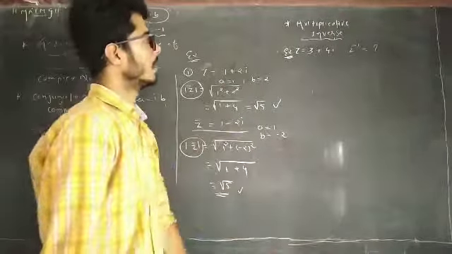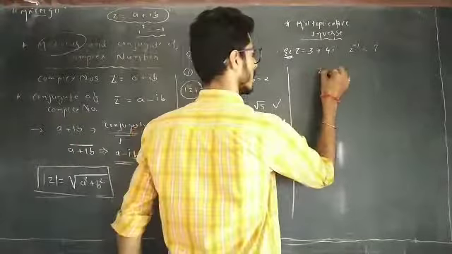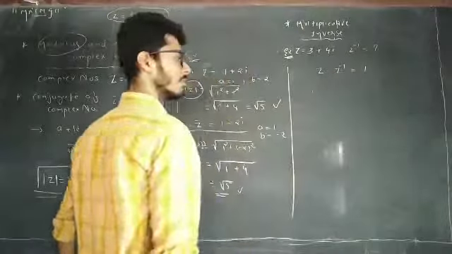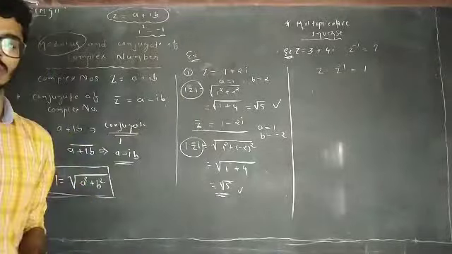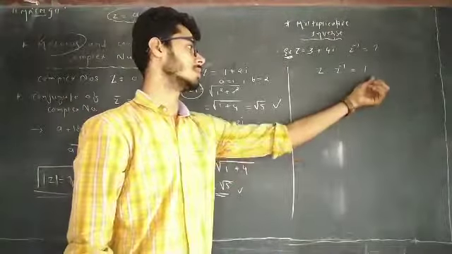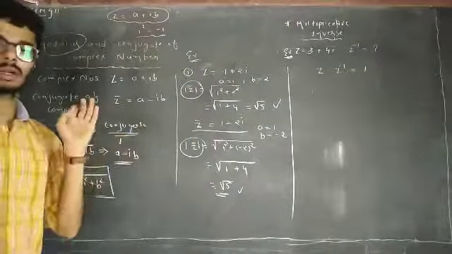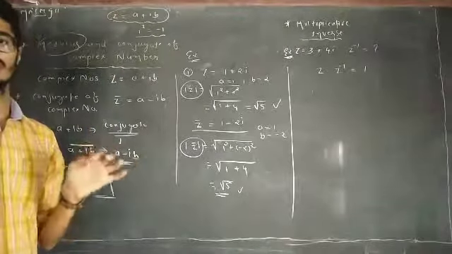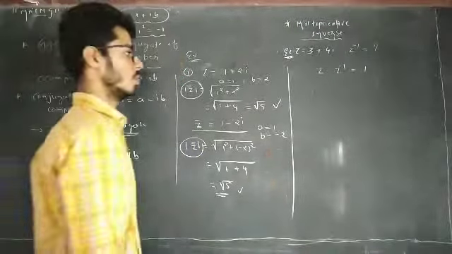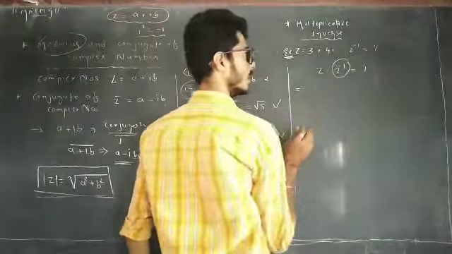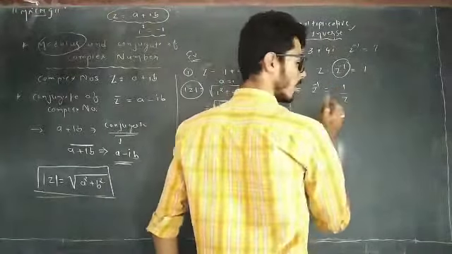Ready? Then we go for the multiplicative inverse. What is the multiplicative inverse? If z into z inverse gives us 1, similar to 5 into 5 inverse, which is equal to 1. Similarly, z into z inverse is 1, because the multiplicative identity for complex numbers is 1, that we have seen in the previous lecture. So we have to find z inverse, which is our multiplicative inverse. So z inverse is equal to 1 upon z.